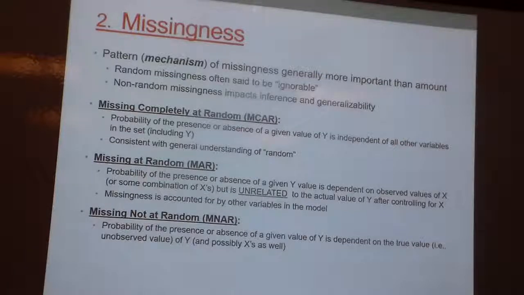Missing not at random, however: the probability of presence or absence of a given value in Y is dependent on the actual, unobserved value of Y, and probably X's as well. Okay. Now, if I were to collect blood pressure in February and didn't have access to January blood pressure, what type of missingness would I have then, Angeline? Missing not at random, right?